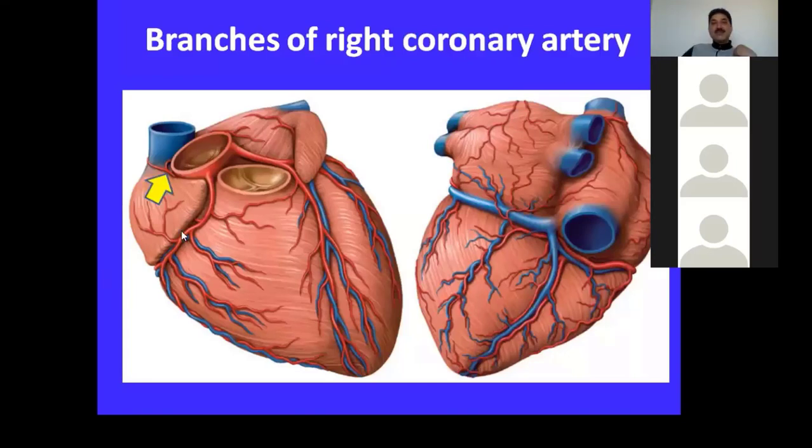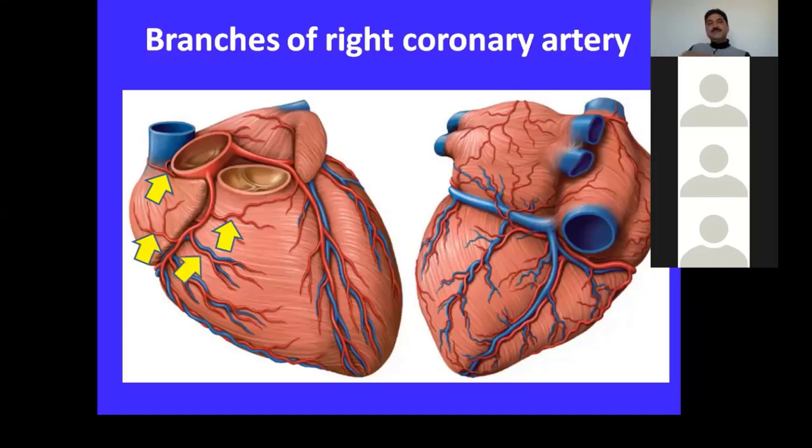Which branch is this, which is demarcated by this arrow? Is it SA nodal branch? Yes, sir. So it is SA nodal branch. Which branch is this? Conus. Very good. Which branch is this? Atrial. These are arterial branches. We don't name them, but these are arterial branches which supply the atria.